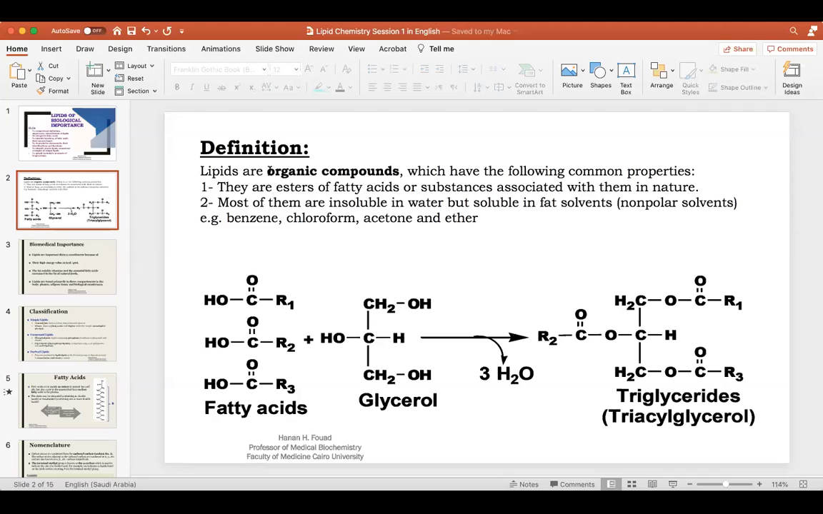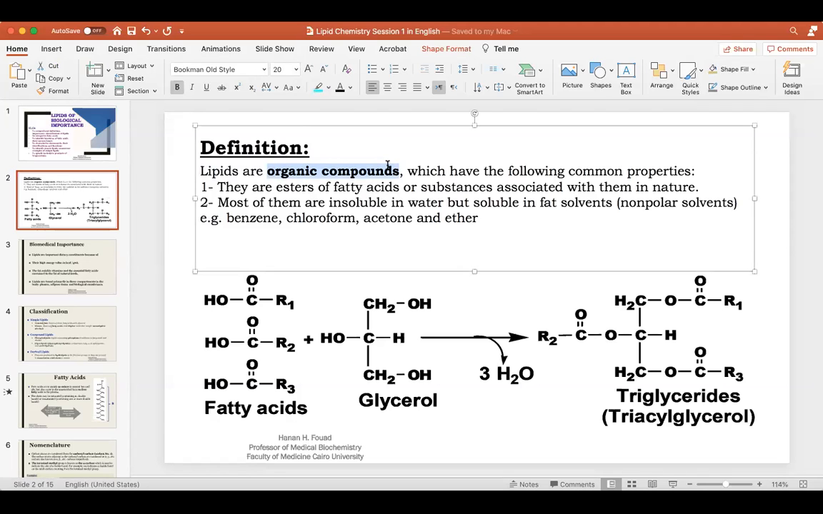Lipids are organic compounds. What is the meaning of organic? Organic means molecules inside the organs of living organisms. Any organic compound contains carbon, hydrogen, oxygen, and maybe additional elements. But this is mainly carbon and hydrogen, mainly hydrocarbons. Lipids are esters. What is the meaning of esters? I have discussed esters in carbohydrate chemistry. Ester is any chemical bond between organic acid and alcohol. Any acid and any alcohol, not necessarily organic.